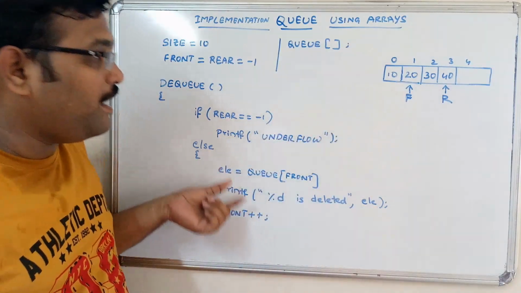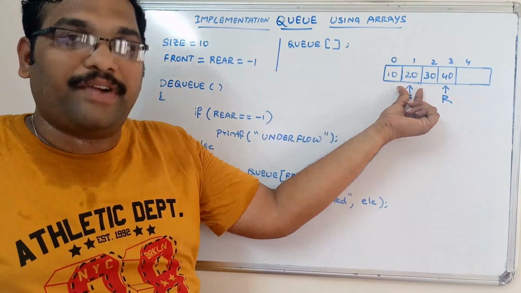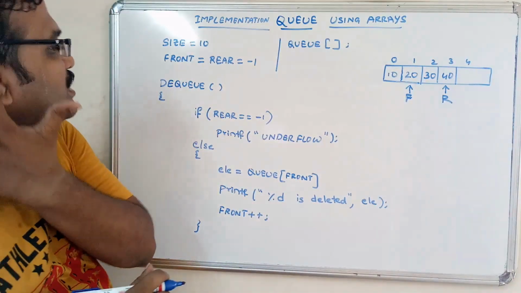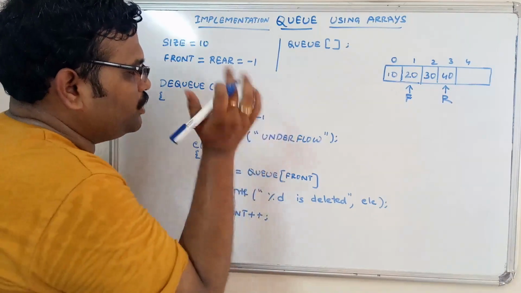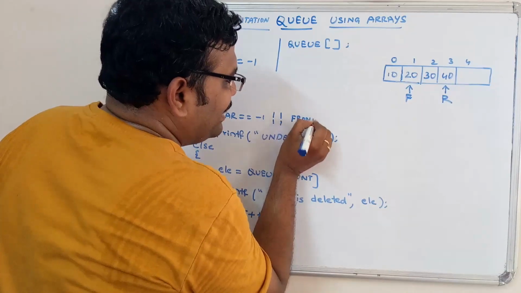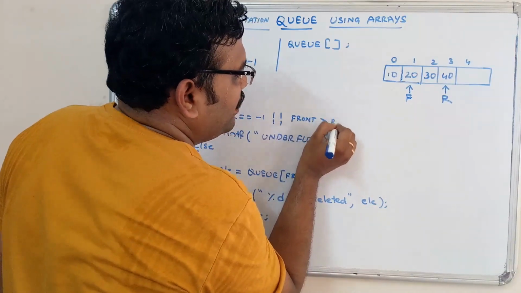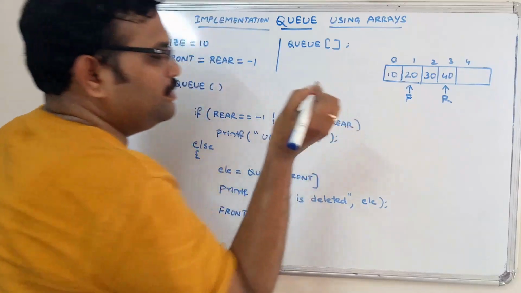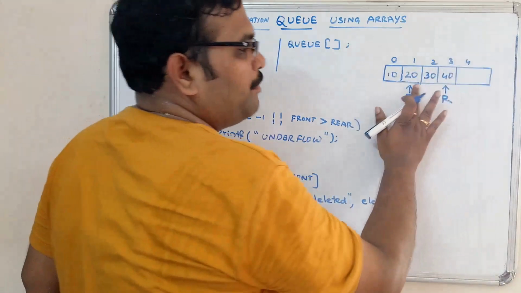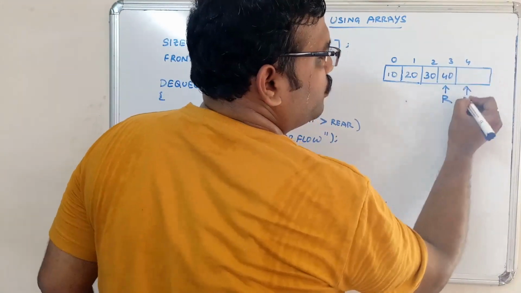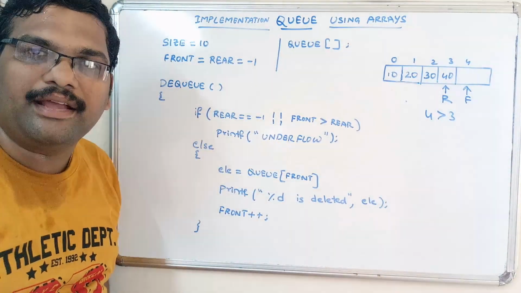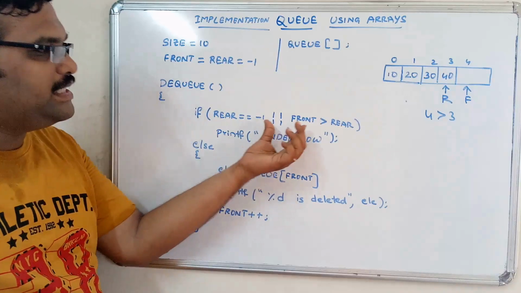Hope you understood. Every time the element is deleted from the front end and we are incrementing the front. And here we can also check the condition. Rear is equal to -1 or front is greater than rear. This is also one condition. So if front is greater than rear, so deleting one by one element, the front will be pointing towards here. So 4 is greater than 3. That means no more elements are there in the queue.